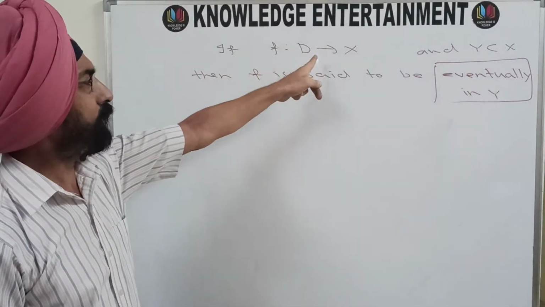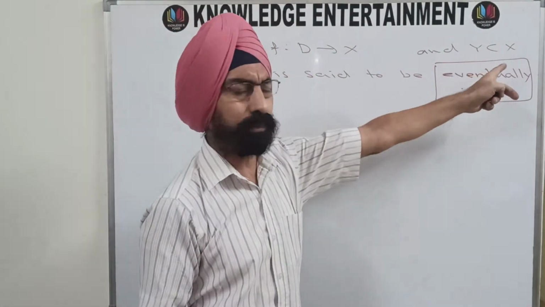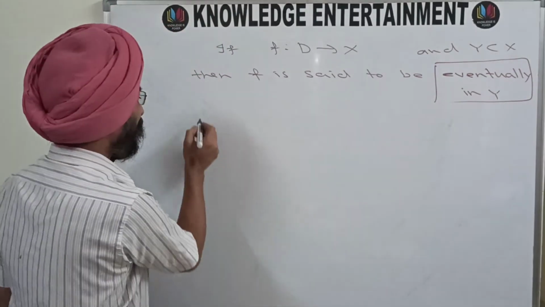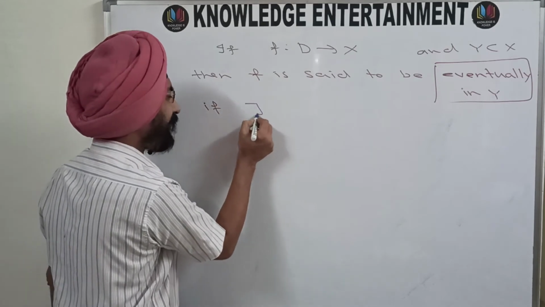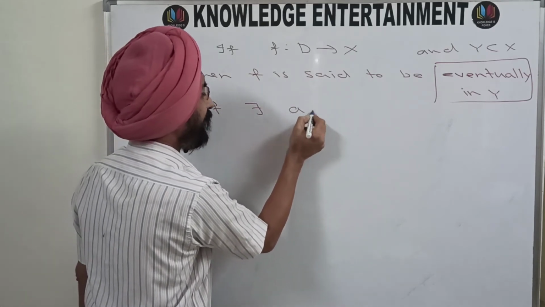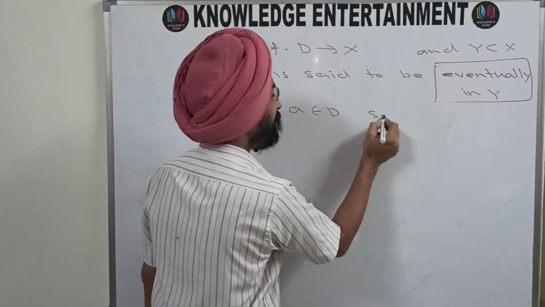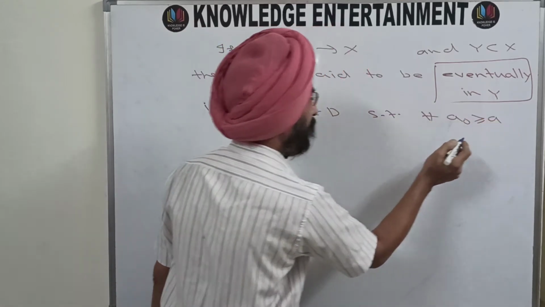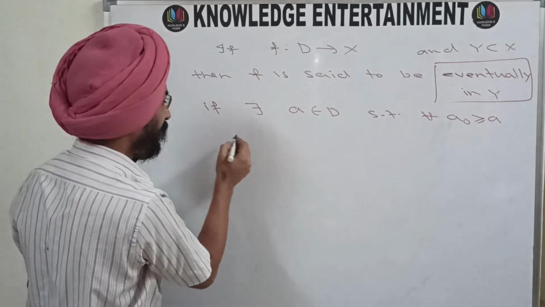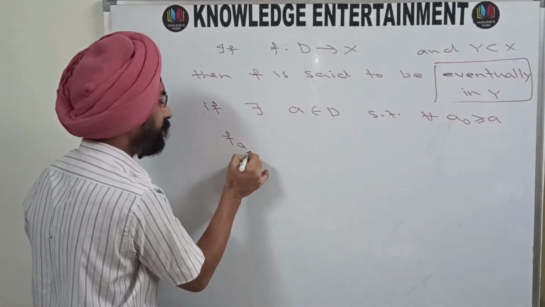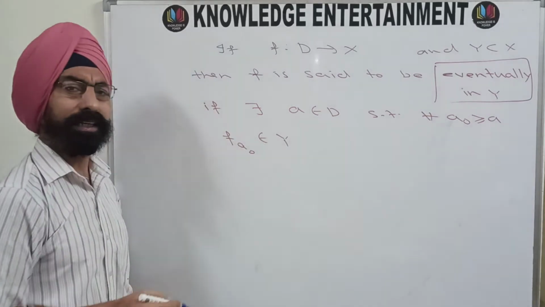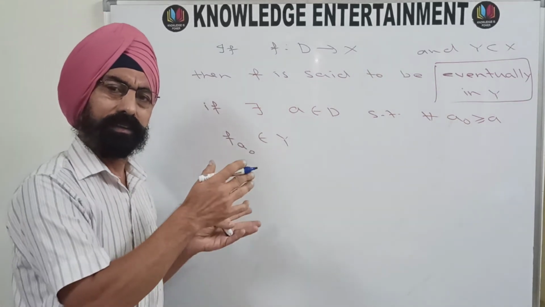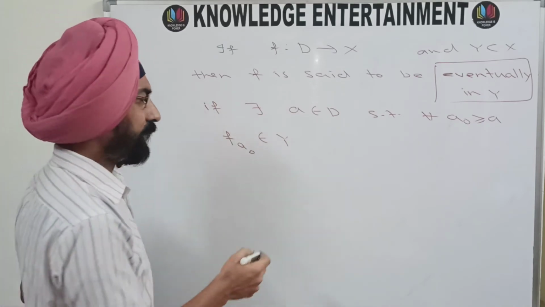If F from D to X is a sequence and Y is a subset of X, then F is said to be eventually in Y if there exists A in D such that for every A naught greater than or equal to A, that means every A naught that follows A, your F of A naught belongs to Y. So let us make it clear using the diagram.